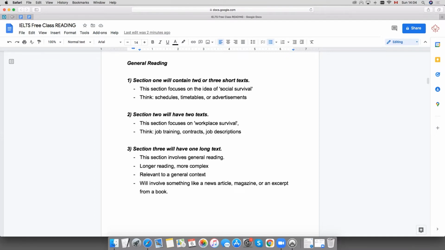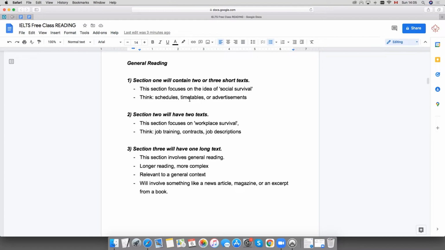We move on from social survival into workplace survival. So now we're talking about job training, understanding your responsibilities, maybe understanding work emails, understanding a contract. Are you able to go through job descriptions very quickly and decide which ones are available for you or which ones you could be applying for? We should be able to have that level of English to be doing well on this part of the test.